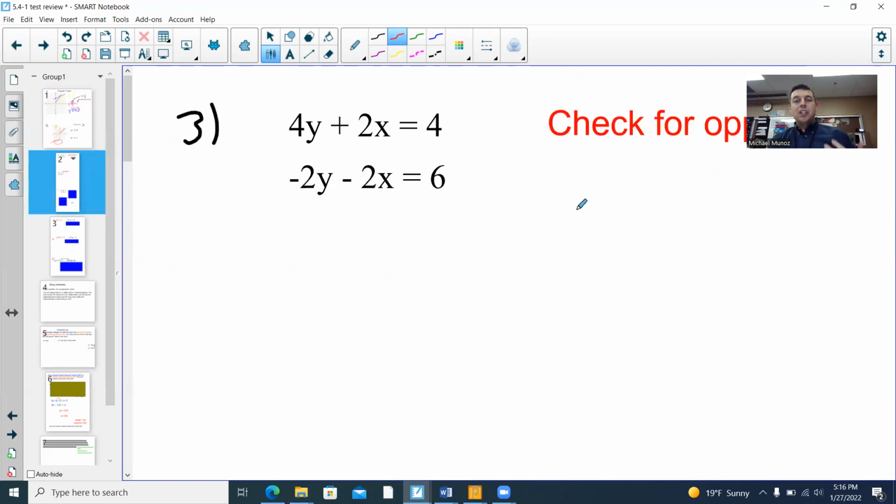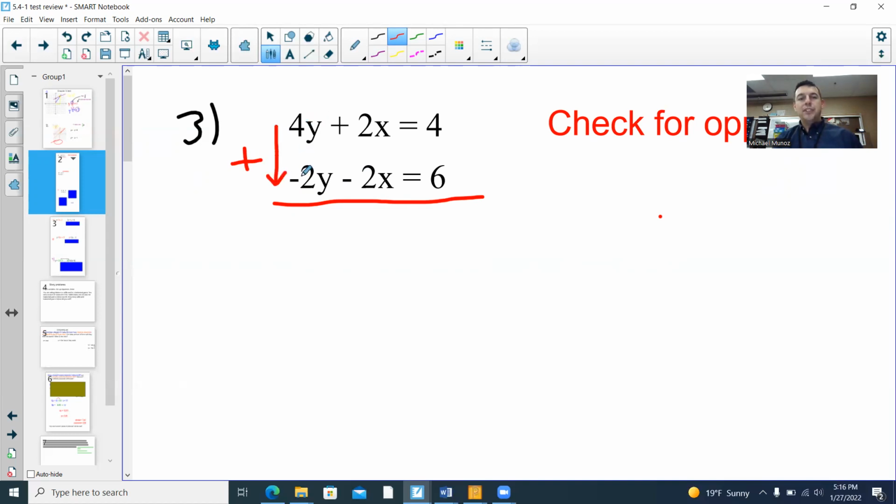Next type of problems. Huge on this, make sure that every time you're checking for opposites. So what's an opposite? We have a 4y here. Well, the opposite of a +4 is a -4. So here, if you look at our x's, I have a +2 and a -2. Those work as opposites. So if I have my opposites, then I can just add everything straight down.